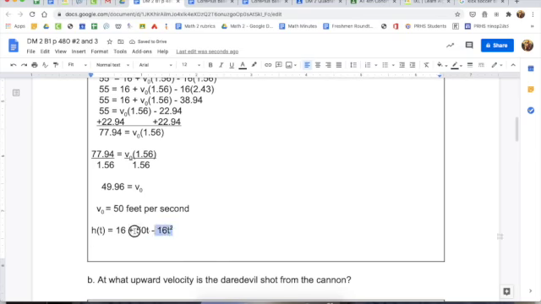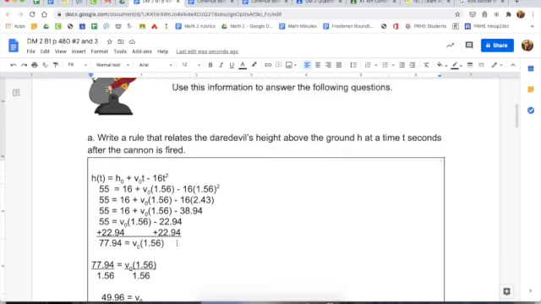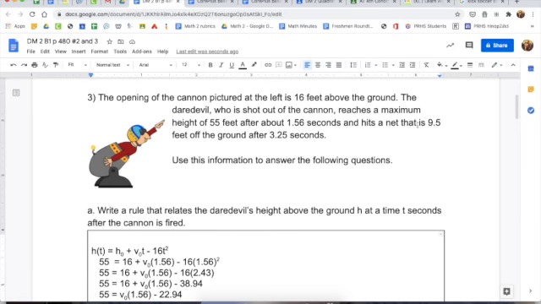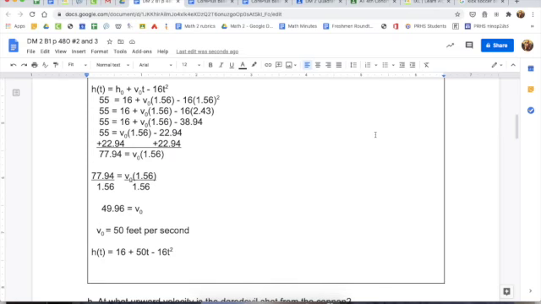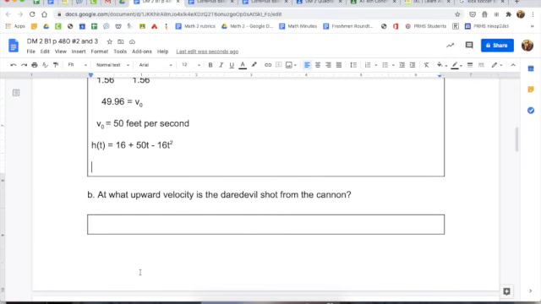That right there, though, that is an equation that relates height, h, to time, t, for any second that I pick in this situation. I totally could have used the fact that at 3.25 seconds, the Daredevil lands, which is 9.5 feet off the ground, and I would have come up with the same numbers. I leave that as an exercise for the student.